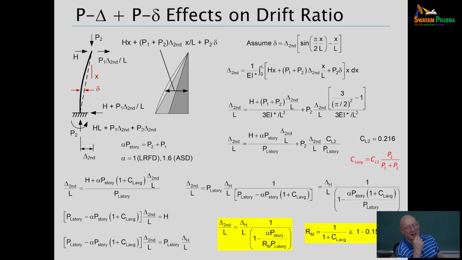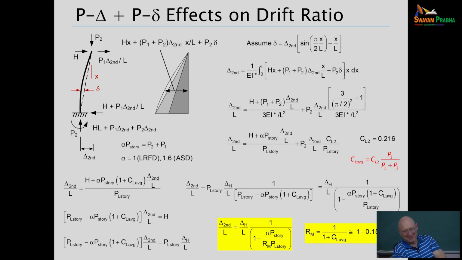Yeah, that's what happens with the amplifier when the term in the numerator there, the alpha P story, is larger than the term in the denominator, the RMPL story, then you get a negative number, but you already have exceeded the buckling load. RMPL story is actually the side sway buckling load, and that'd be another reason why we actually call it PL story. Okay. Did I confuse you?